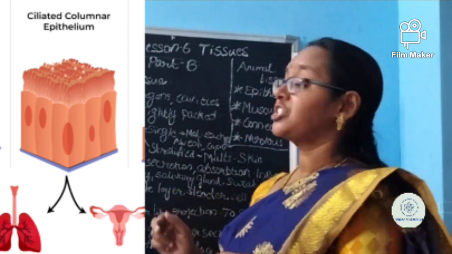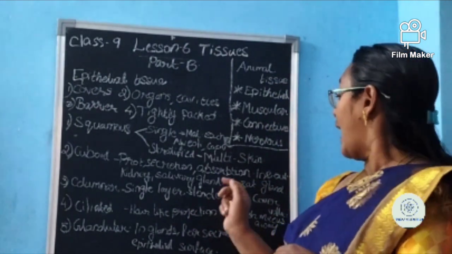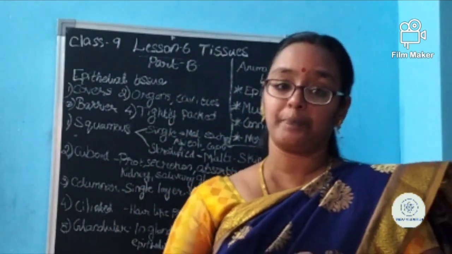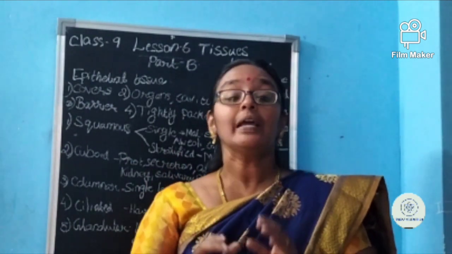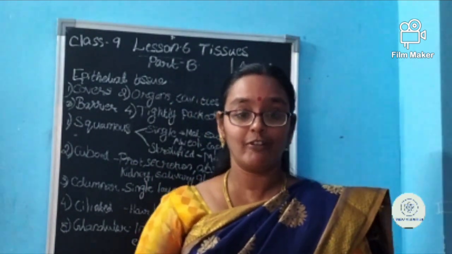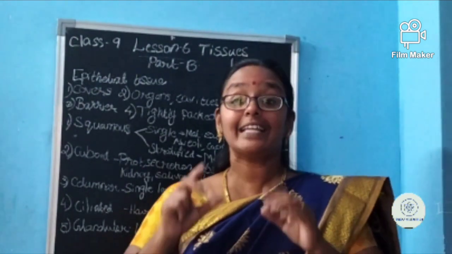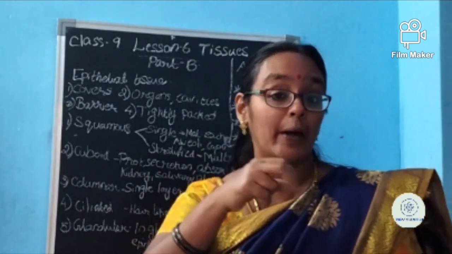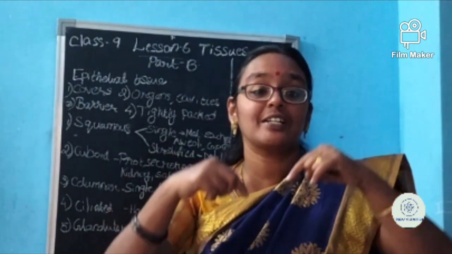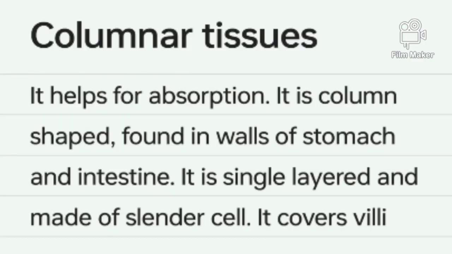This columnar tissue is a single layered tissue, and it also helps with absorption. Where is it found? It is found mainly in villi. Where are the villi? In the intestine, absorption happens only in small projections. What are those? Villi. There we can see these columnar tissues.